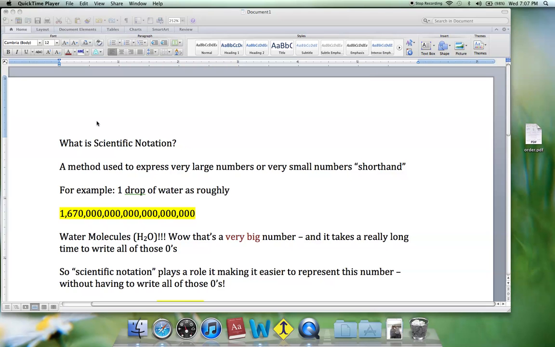We're going to take a quick look at scientific notation. So the first question is, what is scientific notation? Scientific notation is a method used to express very large numbers or very small numbers in shorthand.